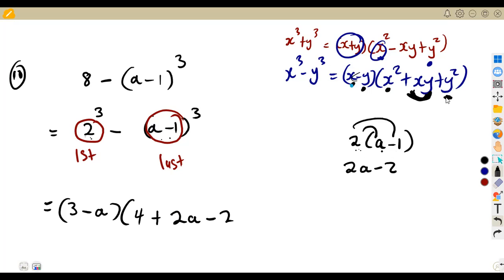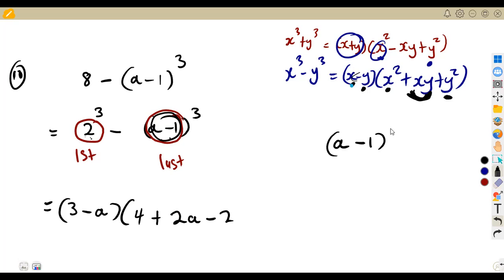Then the last part here is y squared, which is the last squared, which is (a minus 1) squared. But now, as we are considering (a minus 1) squared, guys, we are back to our special simplification of algebraic expressions, the condition of (x minus y) squared, which gives us x squared minus the product of 2xy plus y squared. Do not confuse this one with the difference.